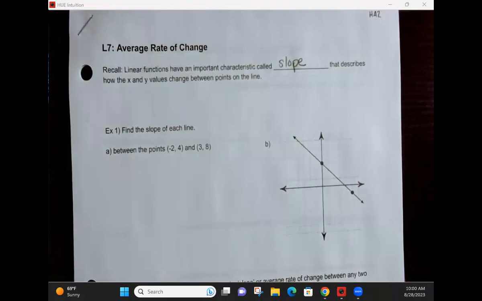So in a linear function, average rate of change is slope. Slope, in particular for a linear function, describes how x and y change as we look at a function. Remember rise over run? We're describing how my vertical change happens in relation to that horizontal change. So that's what I'm using slope to describe altogether.